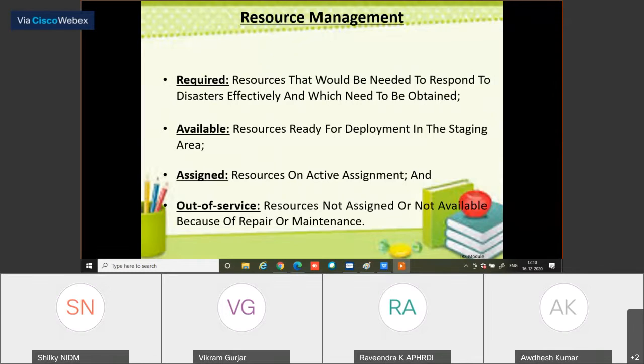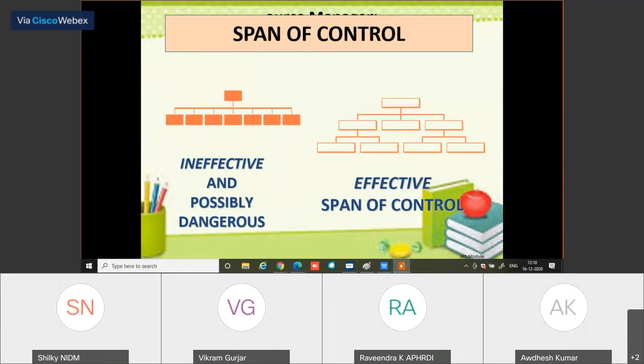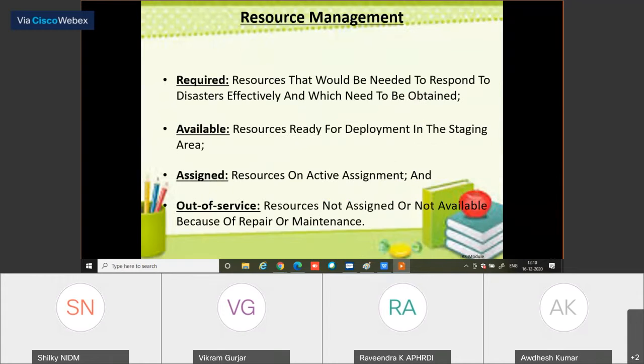This is the efficient, effective span of control. I have said that it is widely accepted that 3 to 7 is the best. At the max, 7 can be effectively controlled by an individual, or 3. This is the incident response system organization chart.